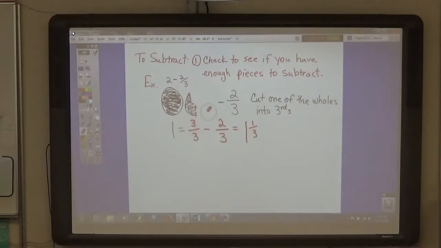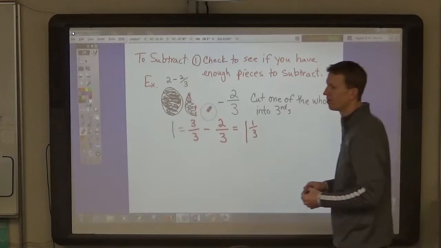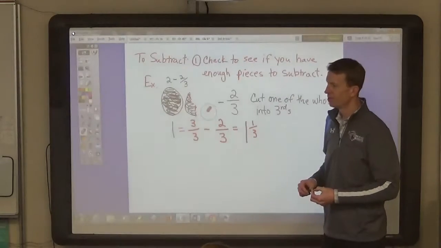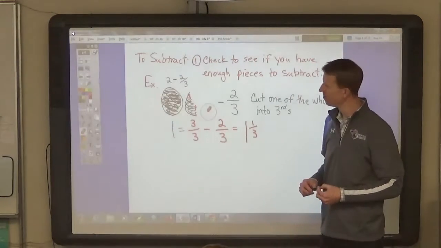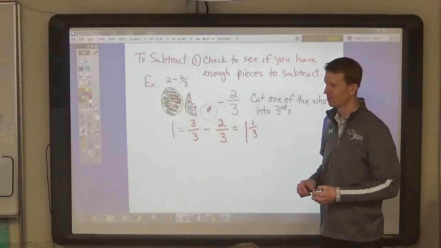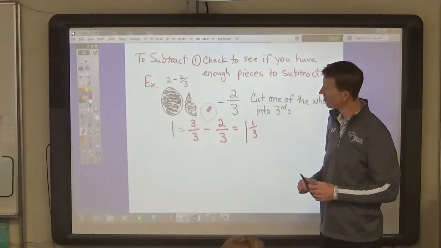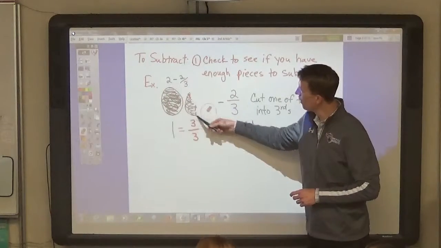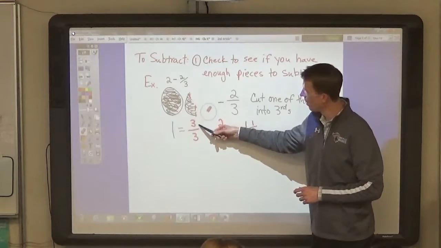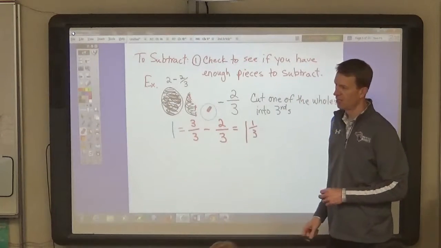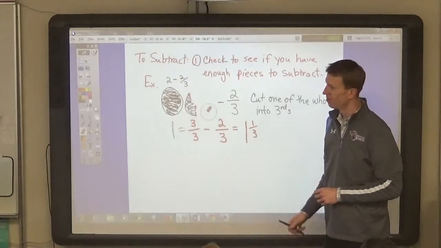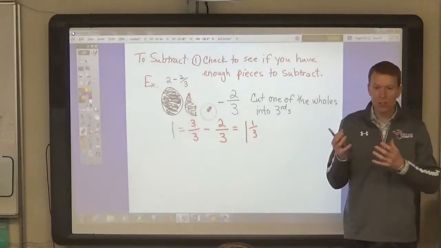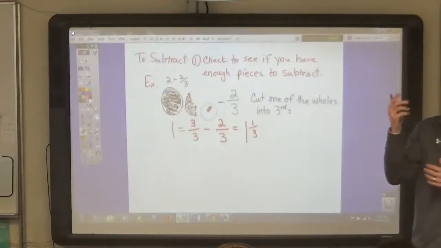Why do you write 3/3? Krista? Because when we subtract the 3 and 3/3, you take 3 and 3/3 and then subtract 2 and 3/3 and you get 1. But why, when we cut up this one, did I write 3/3? Because it used to be the whole. Correct, it used to be the whole. 3/3 is 1 whole.